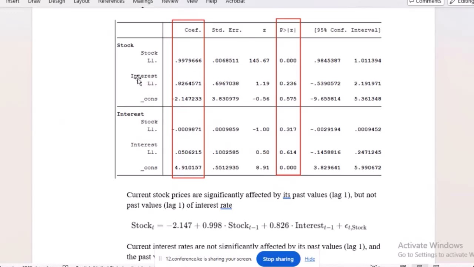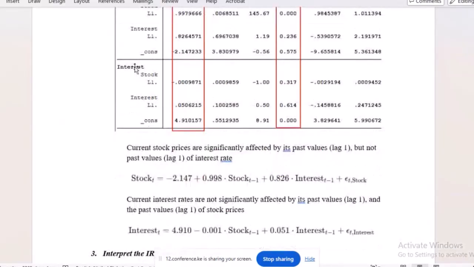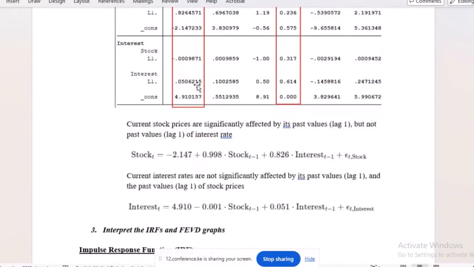Then we look at the lag of interest rate, T minus 1. So this is the coefficient. This is the p-value. The p-value is not significant. Then we have the constant. So the same case for interest rate. The current interest rate is affected negatively by the previous period of stock prices, and it is very small, 0.00098, and it is not significant. But it is positively affected by the previous period's interest rate, 0.05, which is also not significant.